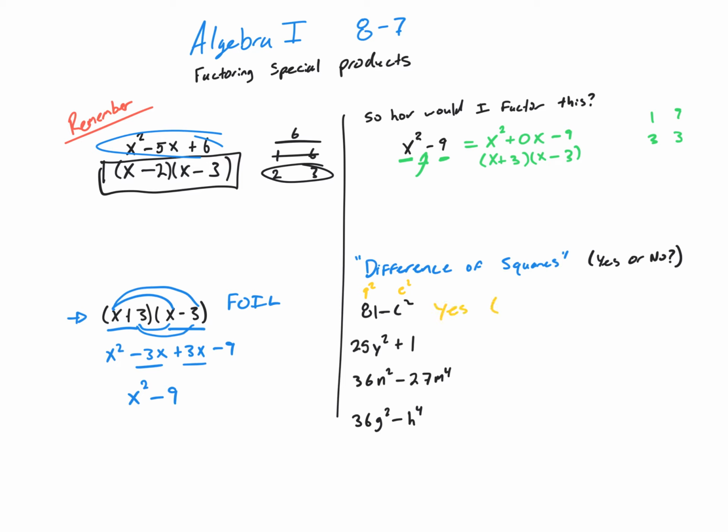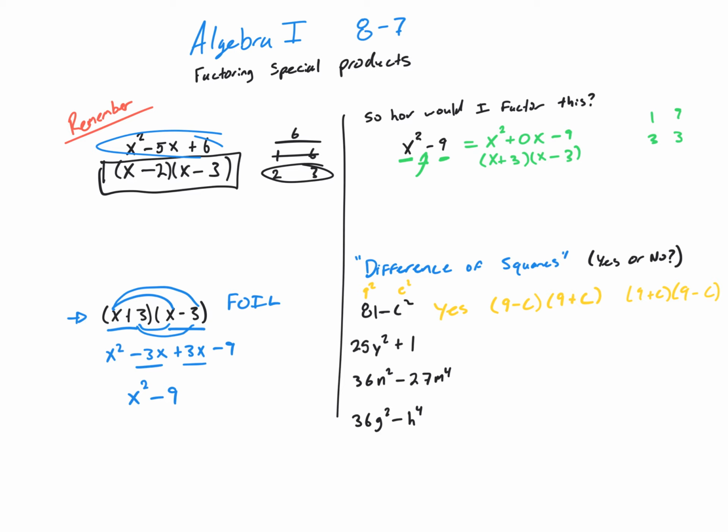This would factor into 9 minus c and 9 plus c. You could have also switched those, said 9 plus c and 9 minus c. Those are the same thing. So it's just kind of the square root of this one in the first part, square root of the second one in the second part. They're the same, but one's positive, one's negative.